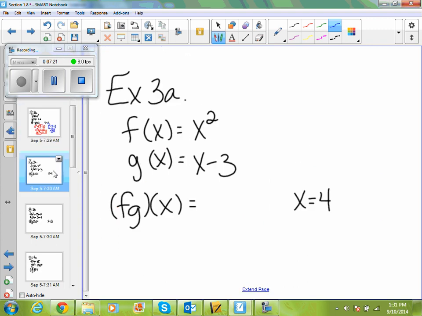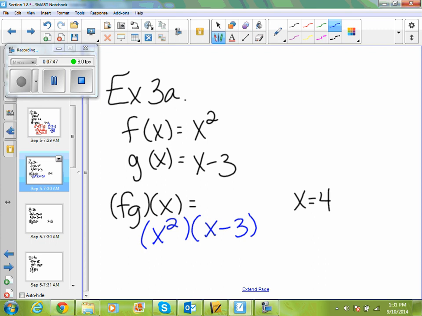Okay, so let's look at multiplying. I'm given f of x equals x squared and g of x equals x minus 3, and I'm finding fg of x when x equals 4. So this is my composite function where I multiply. I find my product. So my f of x is x squared. My g of x is x minus 3.